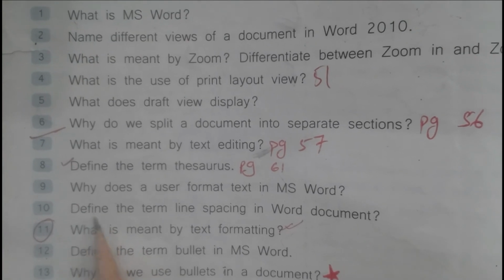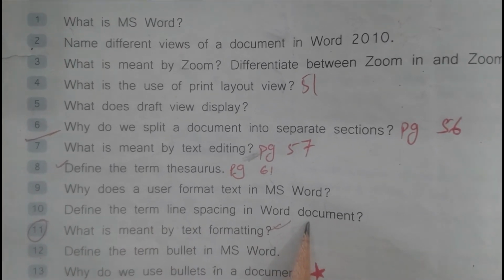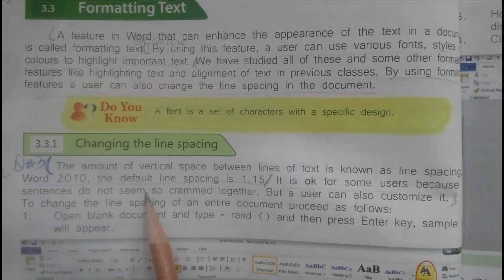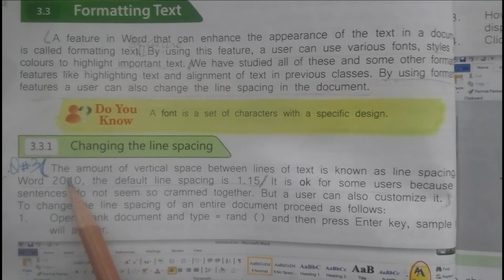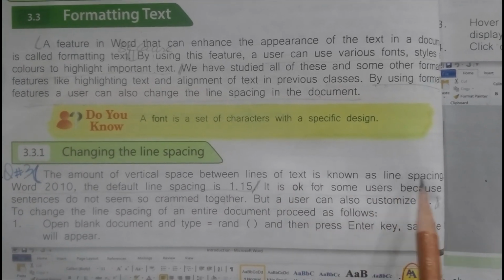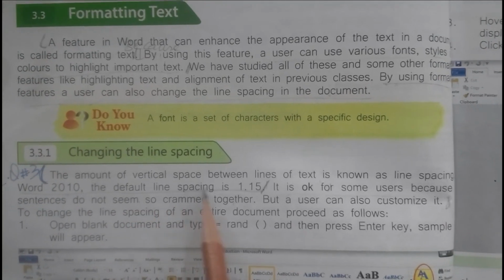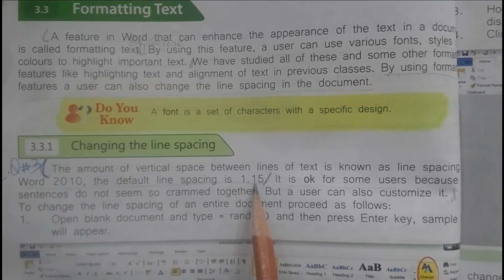Now the next question, question number 10. Define the term line spacing in Word document. Its answer is also on page number 64. The amount of vertical space between lines of text is known as line spacing. In Word 2010, the default line spacing is 1.15.